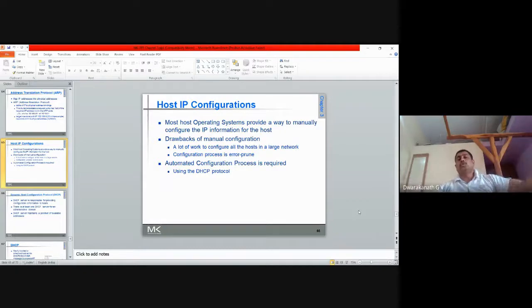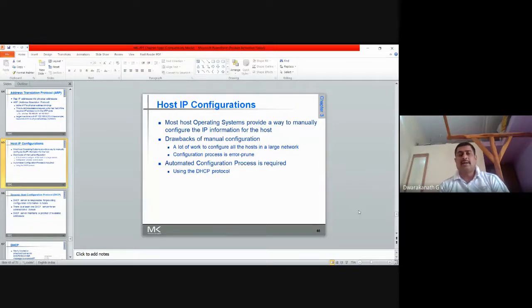Assume that there are 1,000 systems. For each and every system you have to manually allocate an IP address. It will become a problem. Because of this particular reason, an automated configuration process is required using the DHCP protocol, that is Dynamic Host Configuration Protocol, by which addresses will be allocated dynamically. How? I will tell you like this. Take the example of our college.